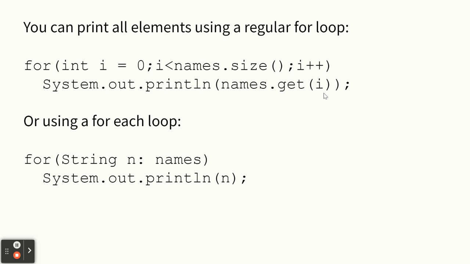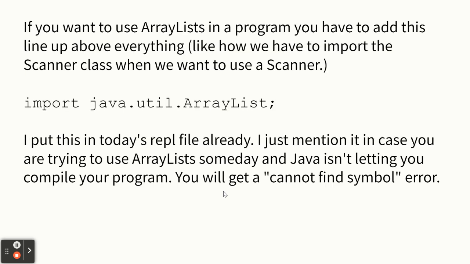Dot get is different because it hands you the item at that spot. It's like using the square brackets to say score[7], which gives you the one that's at item 7. Get gives you the one that was at that spot. You can also use an enhanced for loop or a for each loop here to print that thing, String n colon names, and we just print all the strings, each one on its own line.